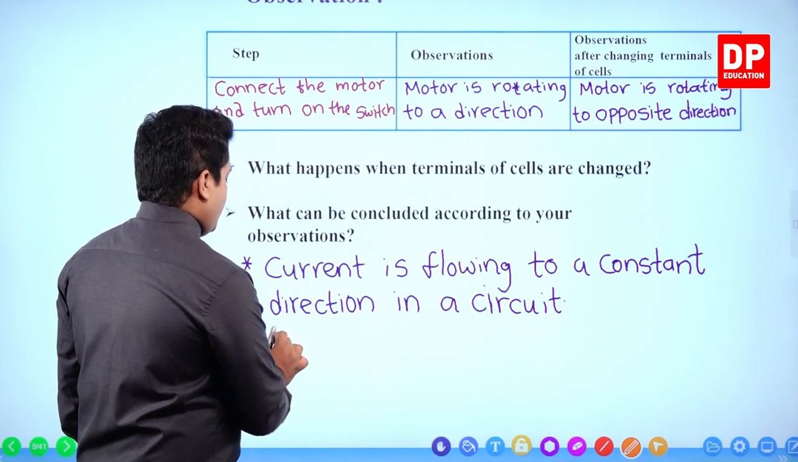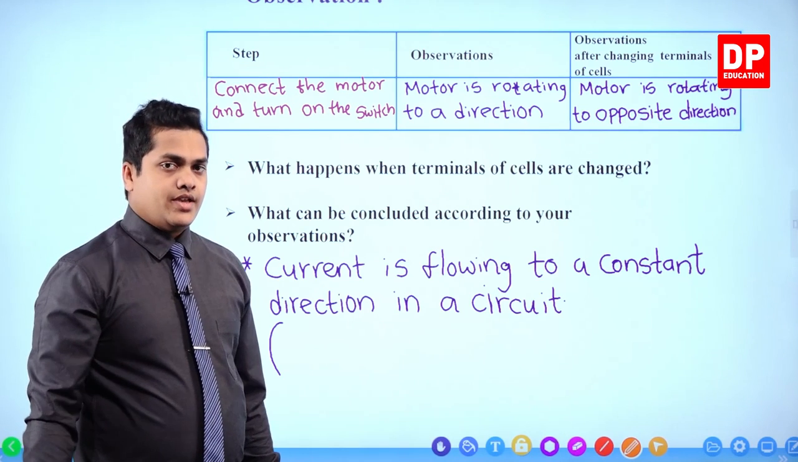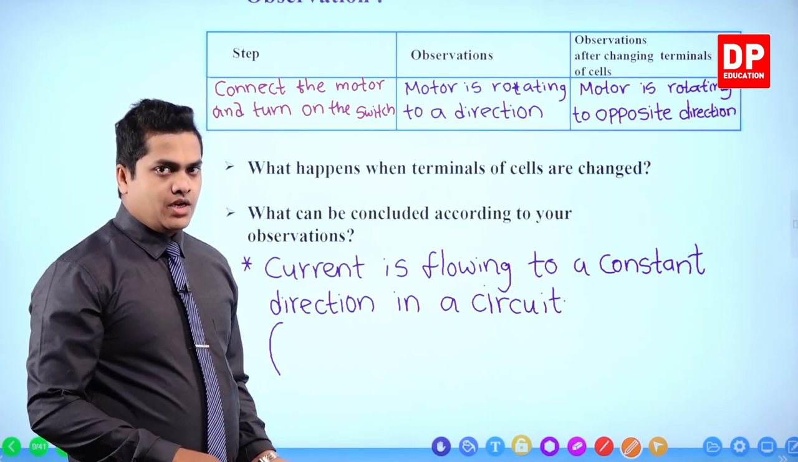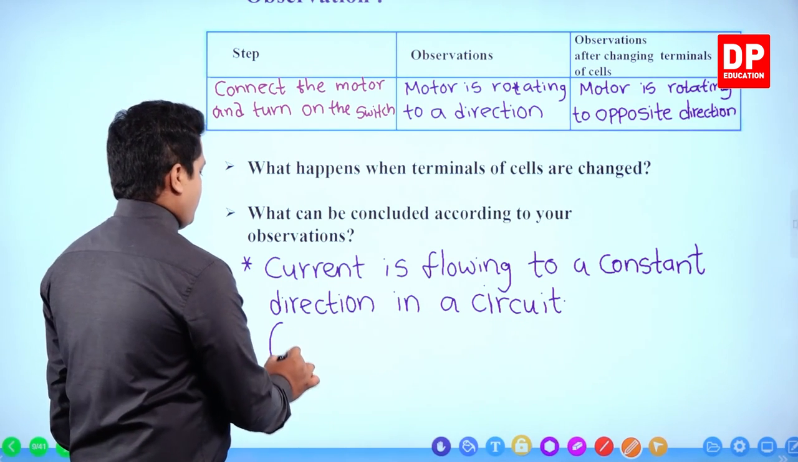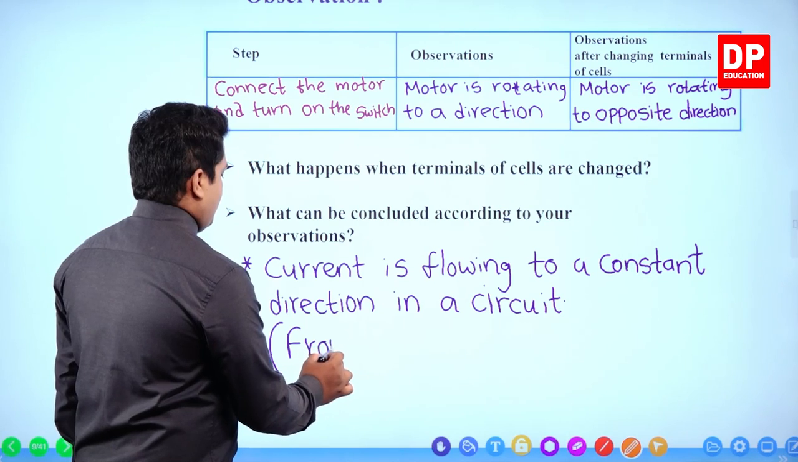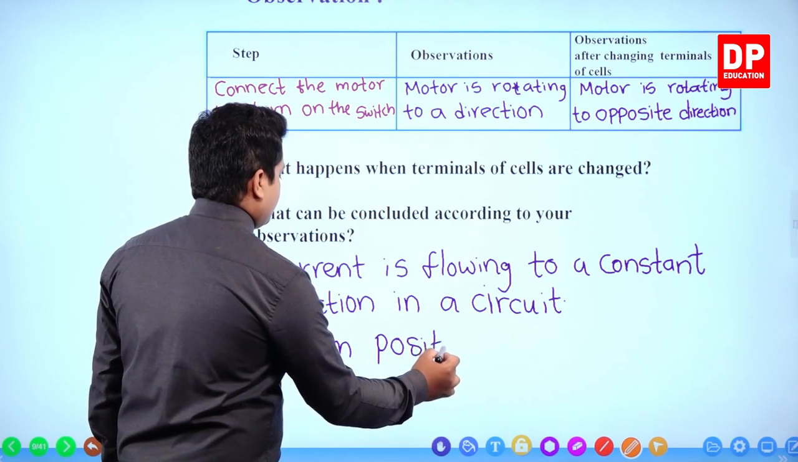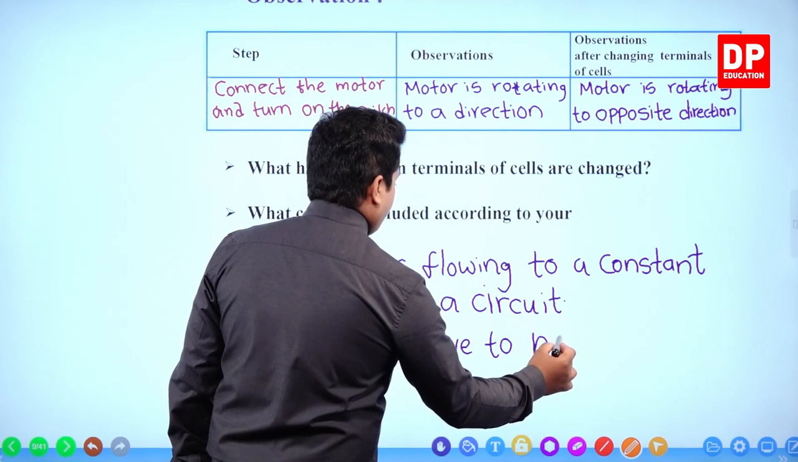So I'll mention the direction as well. We discussed earlier that current is always going to flow from positive terminal towards the negative terminal. So from positive terminal to negative.